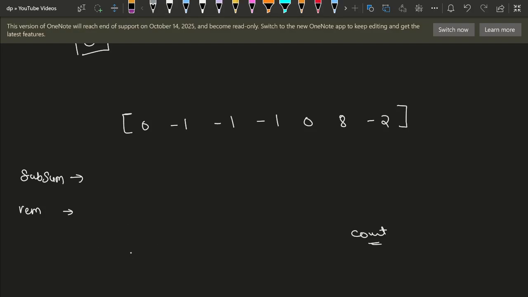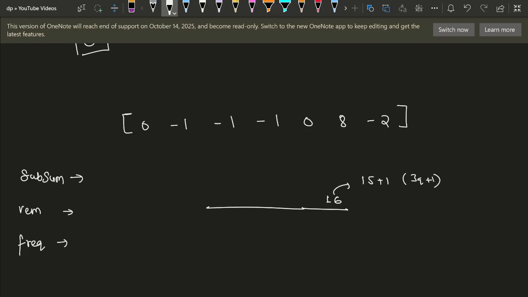So if it's not clear, I'll give you another example, and then we'll try to understand why we are also interested in mapping frequencies. So let's say the subarray sum from here till here is 1, not 1, maybe 16. So 16 is 15 plus 1, so this is of the 3q plus 1 form. Let me make it a bit bigger. So the subarray sum from this position to this position is 16.